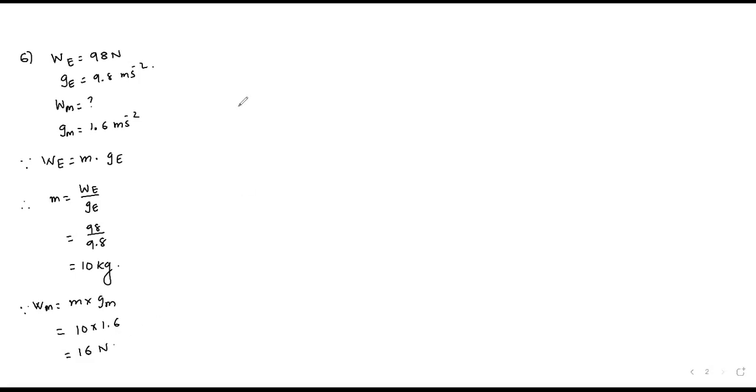It is what? 16 Newton. This is 6. Check the 7th one. A man weighs 600 Newton on Earth. So weight on Earth is how much? 600 Newton. What would be its approximate weight on Moon? Right? What is the approximate weight on Moon?